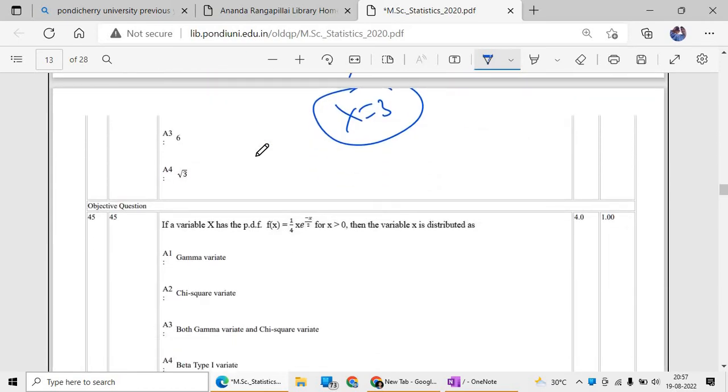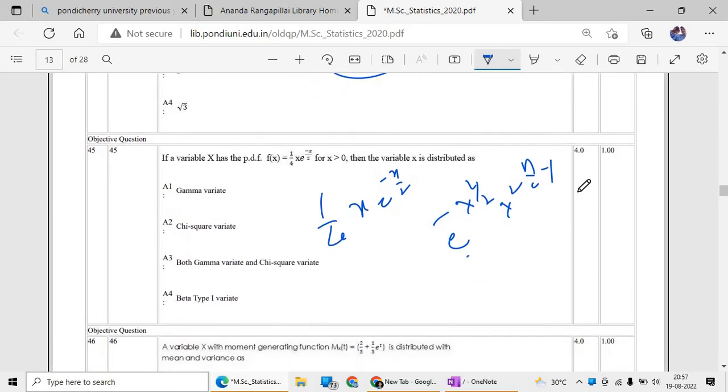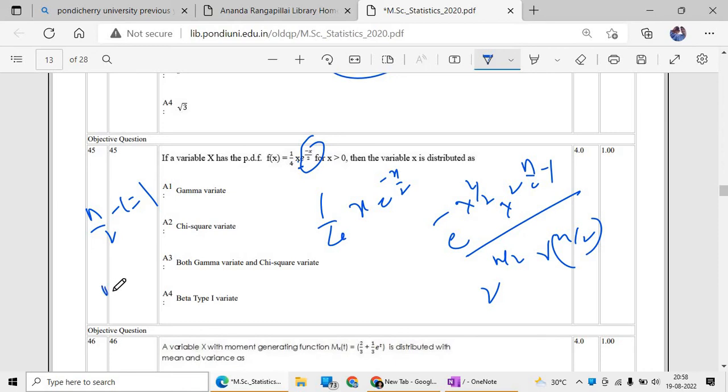The variable x has the following PDF: 1 by 4 x into e power minus x by 2. Then the variable x is, see, if you observe this, e power minus chi square by 2, chi square power n by 2 minus 1, over 2 power n by 2 gamma of n by 2. This is the chi square form. Here x power 1, so n by 2 minus 1 equal to 1. So what will be n? n minus 2 equal to 2, n equal to 4. When I substitute n equal to 4, 2 square means 1 by 4 is there, x is over, and gamma of 2 is again 1. So this is the chi-square distribution.